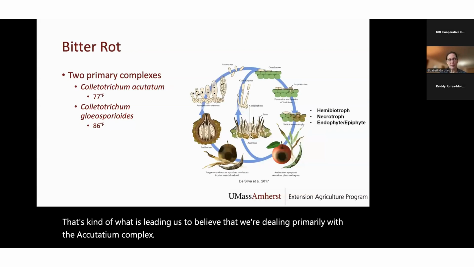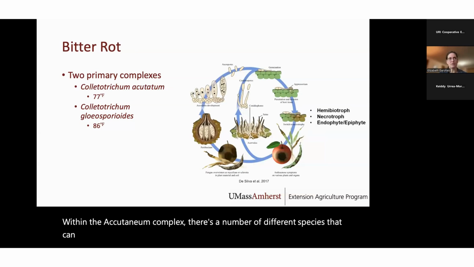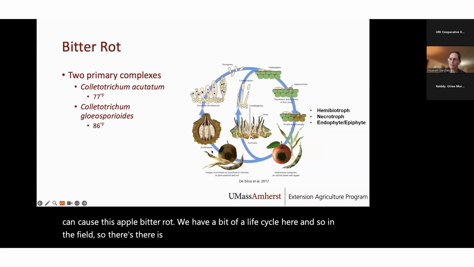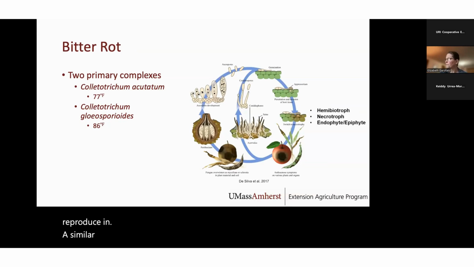Within the acutatum complex, there are a number of different species that can cause apple bitter rot. We have a bit of a life cycle here. In the field, there is theoretically a sexual aspect of the Colletotrichum genus. It's an ascomycete, just like apple scab is, and so it has the potential to reproduce in a similar fashion. However, the sexual aspect of it is not observed in the field.